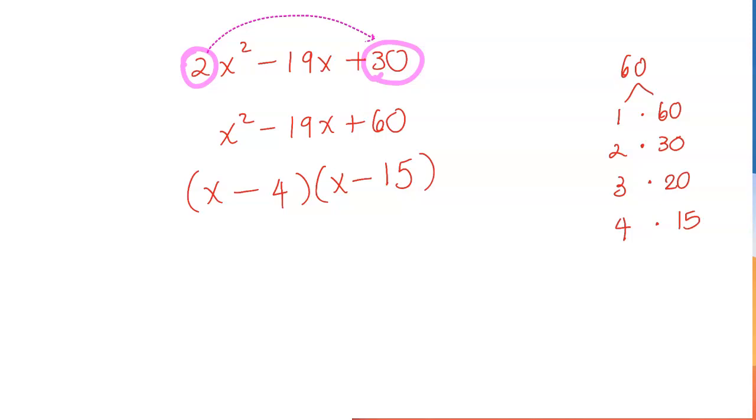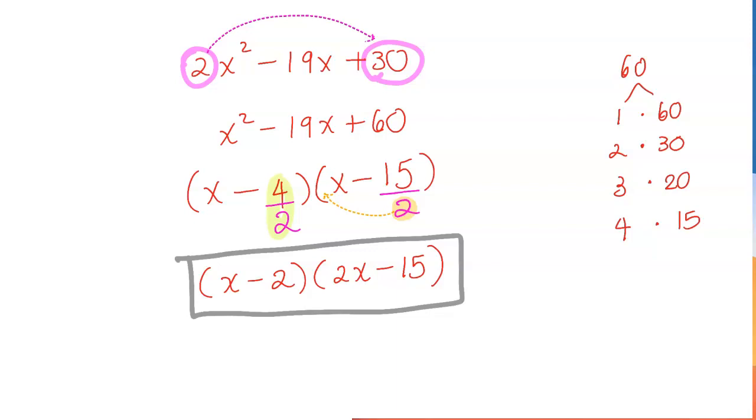Now I'm going to divide both of these numbers by 2. If it divides evenly, like 4 can be divided by 2 perfectly, my factor is x minus 2. But because 15 could not be divided by 2 evenly, I'm going to need to bring that bottom 2 in front of x, like this, okay? So if I do that, my second factor is going to be 2x minus 15. And that is how I can factor this trinomial.